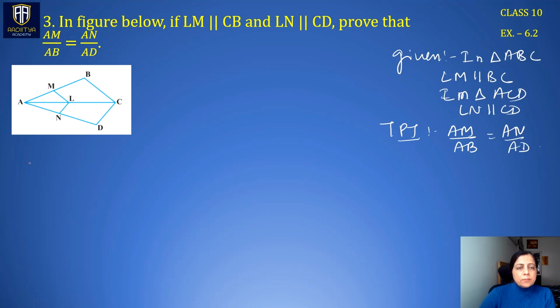Keep your target clear. AM upon AB is equal to AN upon AD. We have to prove these two ratios equal. Now you have to keep a few things in your mind. First of all, if we have to prove two ratios equal by using BPT or its converse, they should lie in the same triangle. And here we can see that they are in different triangles. One is in triangle ABC, the other one is in triangle ACD.